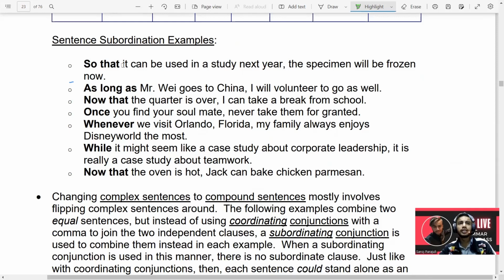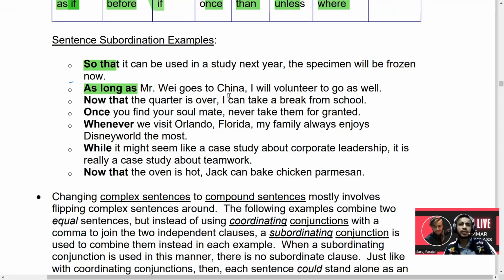Now let's see sentence subordination examples. Now let's have an example so that it can be used in a study next year. The specimen will be frozen now. As long as Mr. Wee goes to China, I will volunteer to go as well. Now that the quarter is over, I can take a break from school.